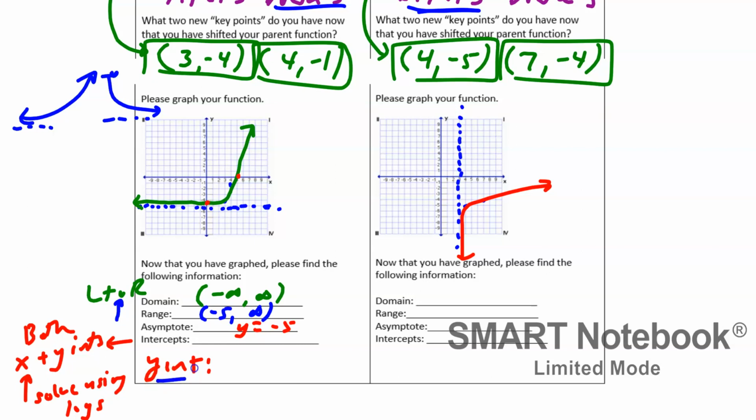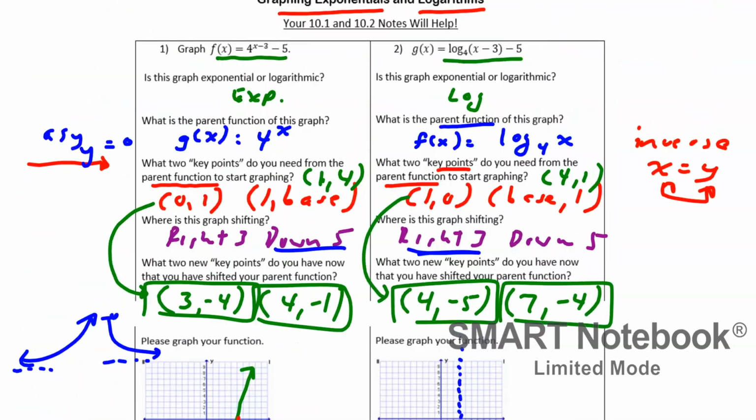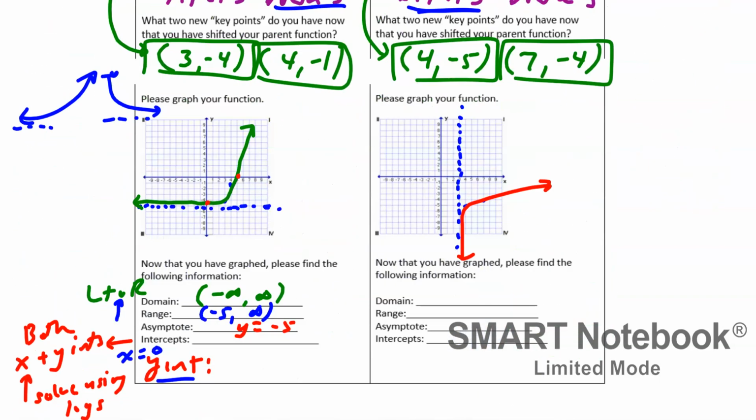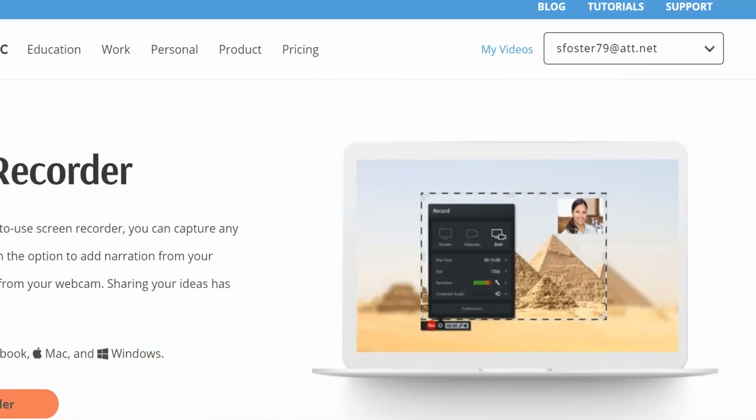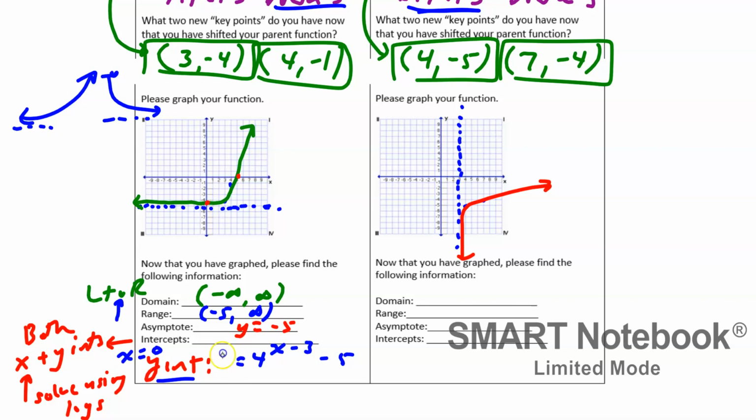If I'd like to find my y-intercept, though, that means that x is 0. So if I bring down my original function, it is y = 4^(x-3) - 5. That means I can plug in 0 for x. So I have y = 4^(0-3) - 5.